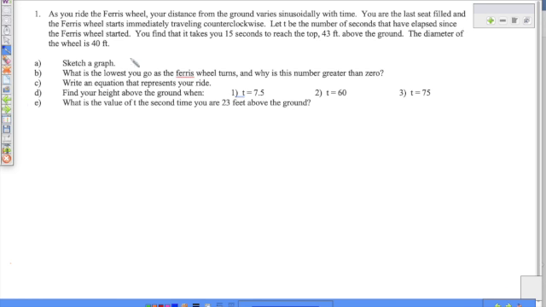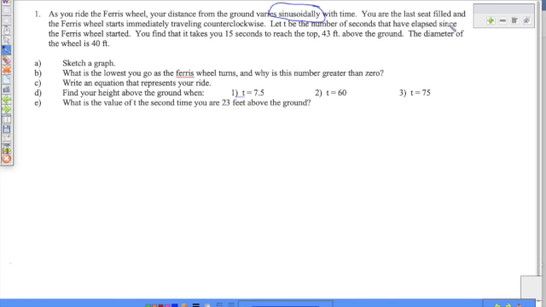As you ride the Ferris wheel, your altitude from the ground varies sinusoidally with time. Let's talk about this word, sinusoidally. You see this and you think it has to be a sine curve. That does not mean it has to be sine. It can be sine or cosine. It just means that it's following some sort of periodic pattern.